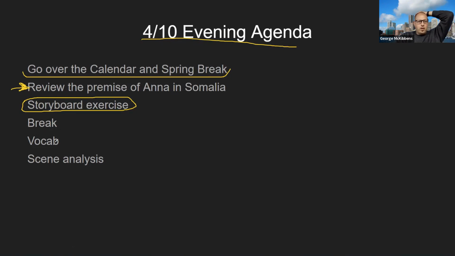And then we'll take a break. I'm going to introduce the vocabulary for the second part of the story. A lot of new words in this one that we're reading. And we'll wrap things up with a complicated scene analysis. And then we will call it a night.